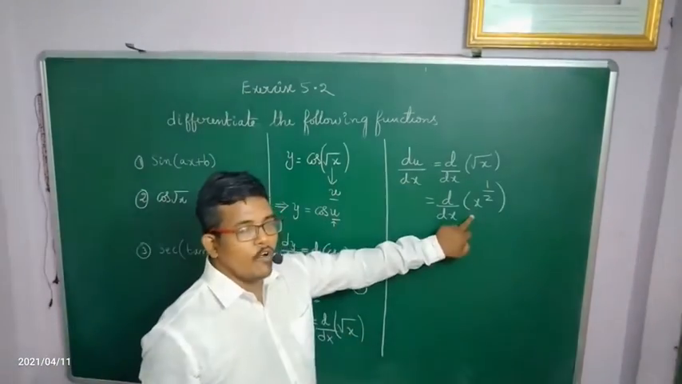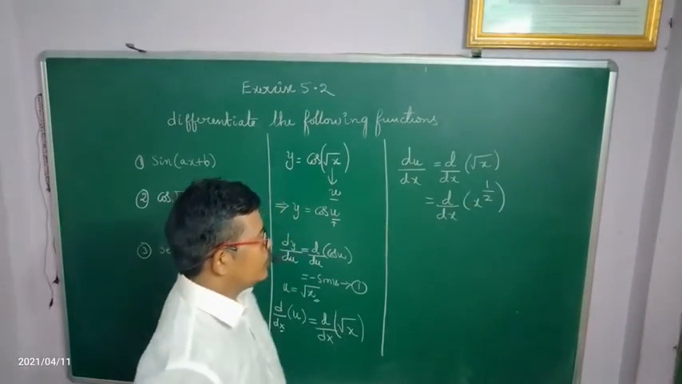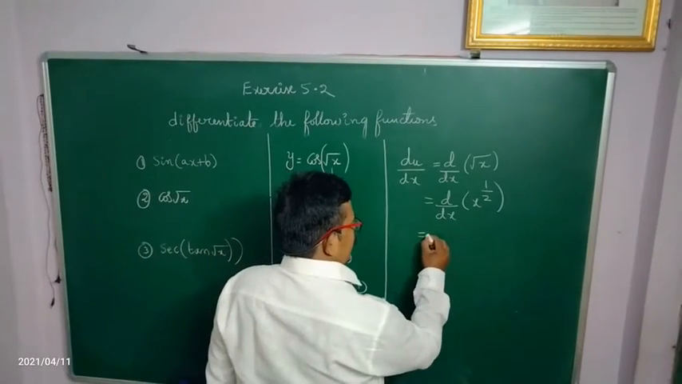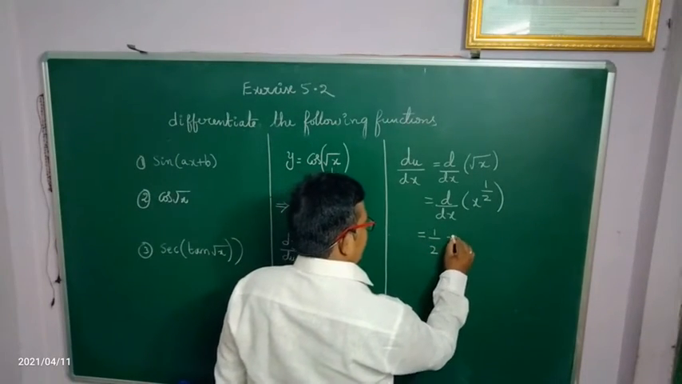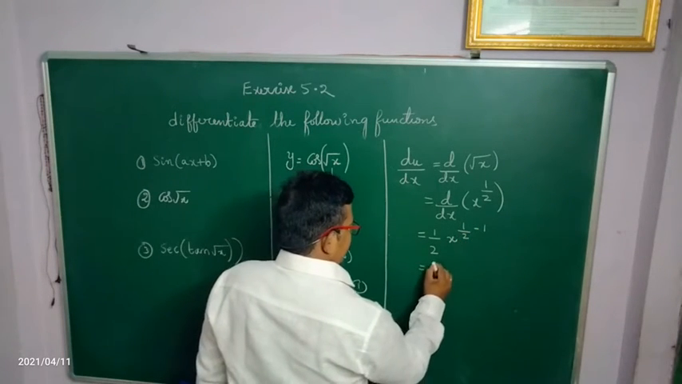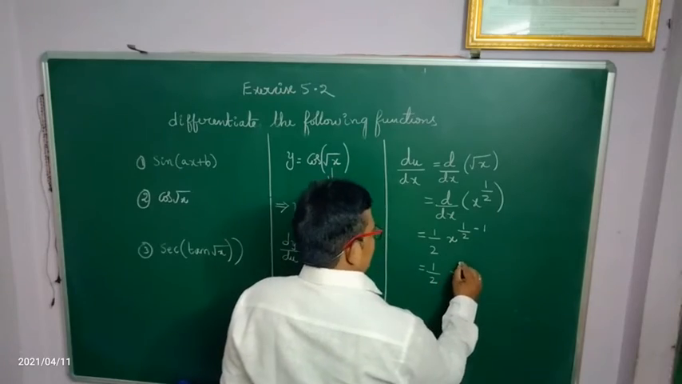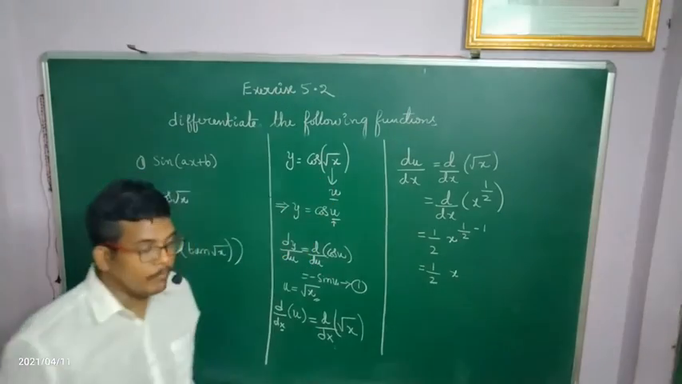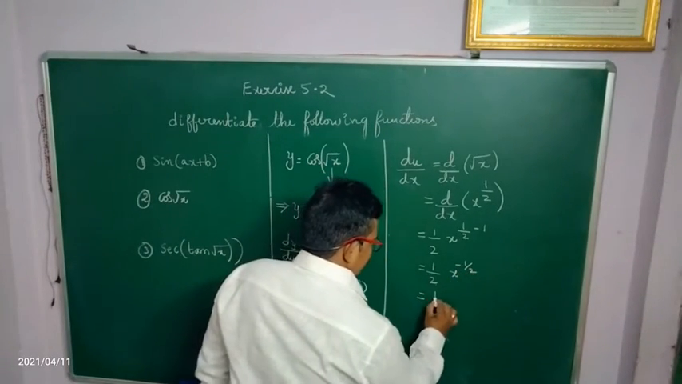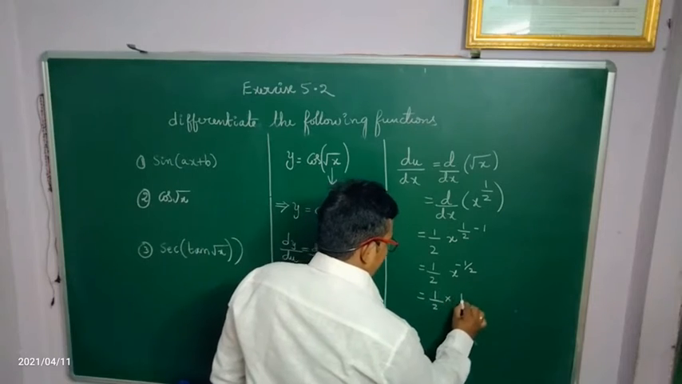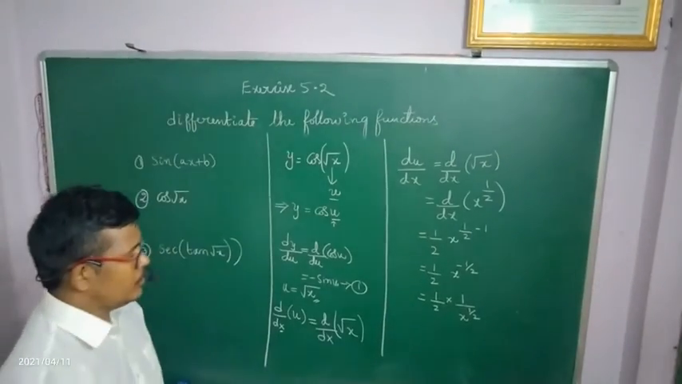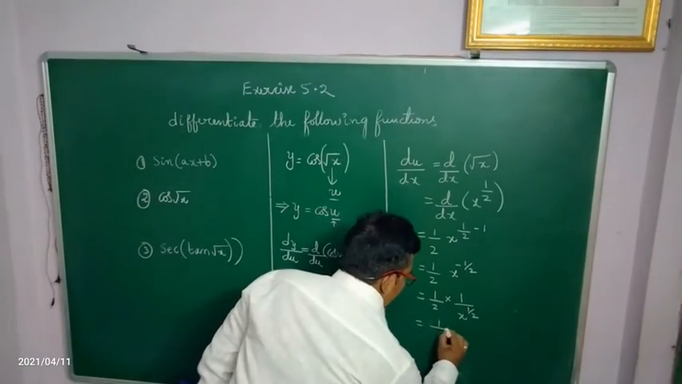So this is in the form of x power n. So d by dx of x power n is n into x power n minus 1. So 1 by 2 into x power 1 by 2 minus 1 is minus 1 by 2. So this is 1 by 2 into 1 by x power 1 by 2. So 1 by 2 root x.